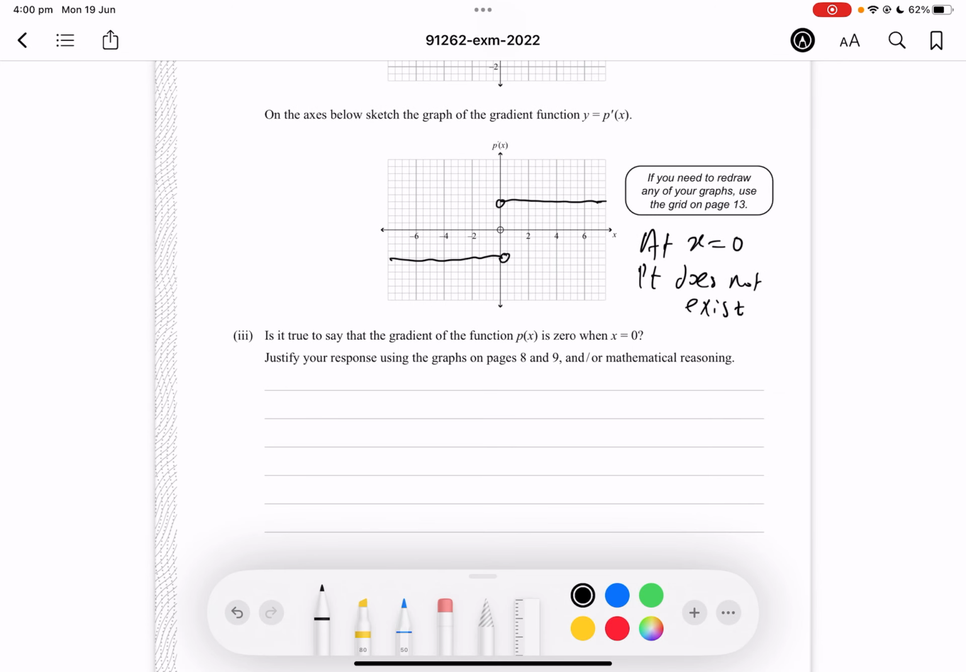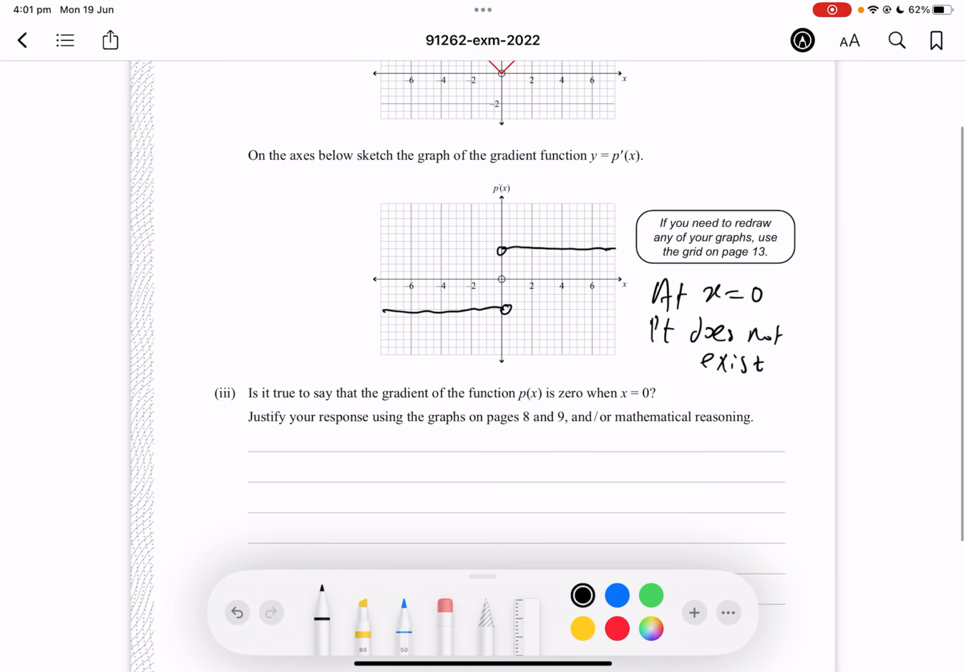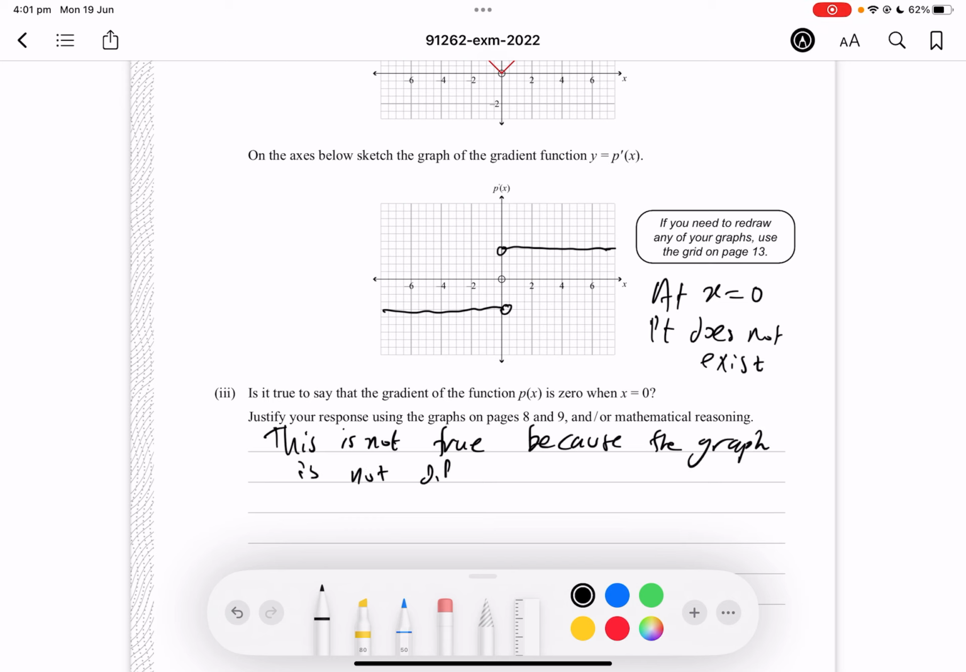And that links perfectly with part I. So is it true to say that the gradient is 0 when x equals 0? That's not true, exactly as we explained above. So this is not true, because the graph is not differentiable at the point x equals 0, and this is because of the sharp point.